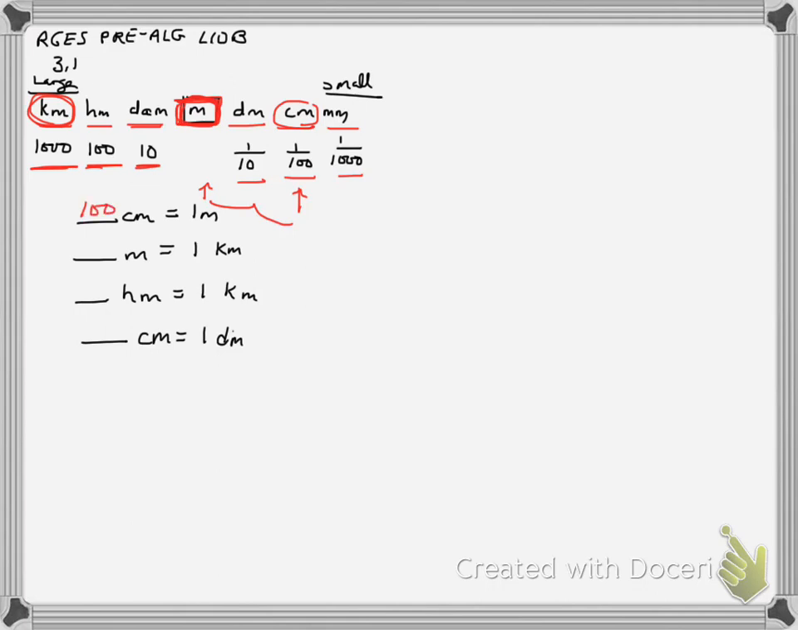What if I were asking how many meters in a kilometer? Again, I'm looking at meter, I'm looking at kilometer. This is the smaller unit, so I would go over 10, 100, 1,000. There are 1,000 meters in a kilometer.